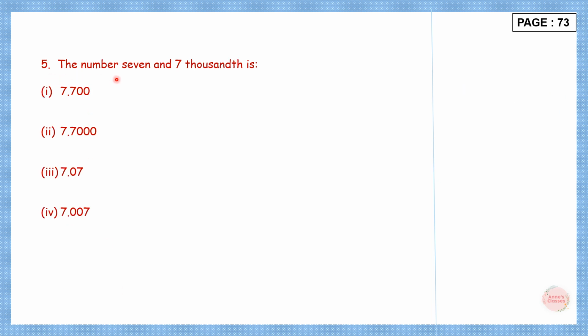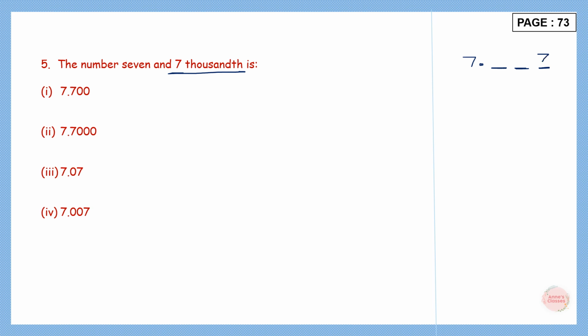Question 5. The number 7 and 7,000. Remember, after the point we start saying thousandth, hundredth, tenth. So now suppose I have to say the number 7. After the point, the first place is the tenths place. Second place is the hundredths place. And the third place is the thousandths place. And 7 is in the thousandths place. So we have to put 7 here.